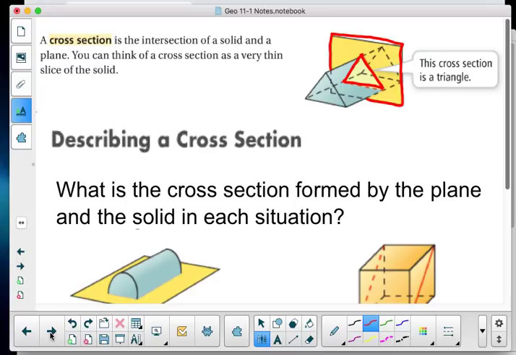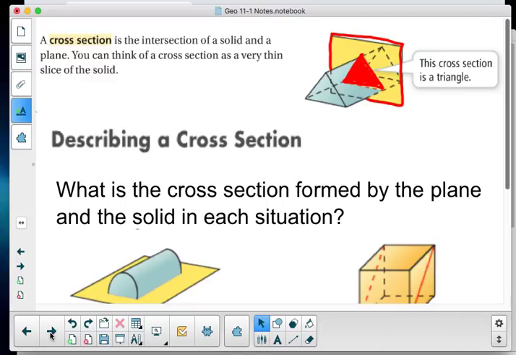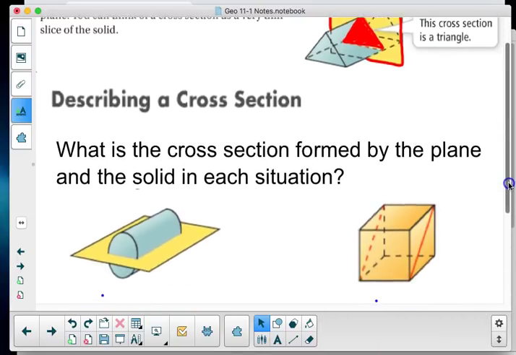What's the cross section? You can even think about it as stamping that cross section in ink and stamping it on the paper. What's it going to make? The shape it'll make in this particular case is a triangle. Okay, when I'm looking at that, that'll be a triangle. So I'm describing the cross section, the result of what happens when I slice through it.